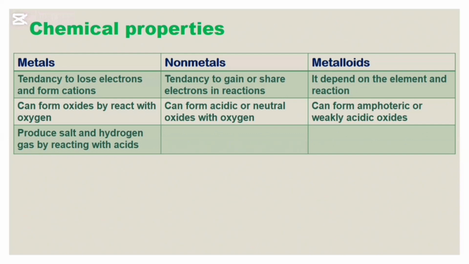When we talk about metalloids, because of their metallic and non-metallic nature, how they react depends on the element. They can form amphoteric or weakly acidic oxides. Amphoteric means a substance that can act as both an acid and a base in a chemical reaction. For example, aluminium hydroxide reacts with acids and bases. That is how this amphoteric nature comes for the metalloids.